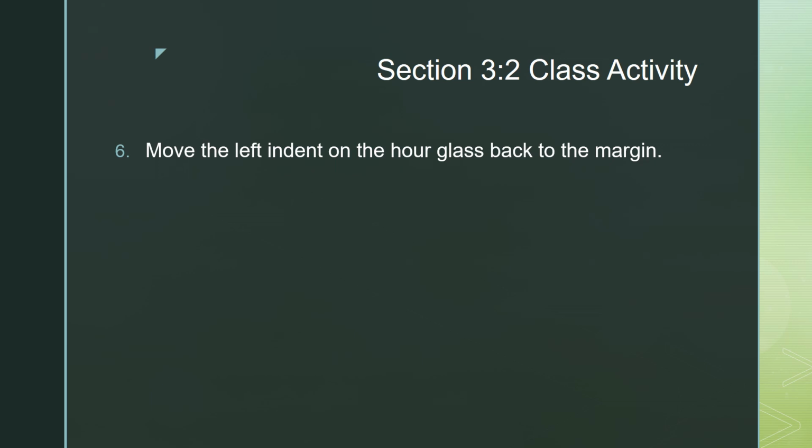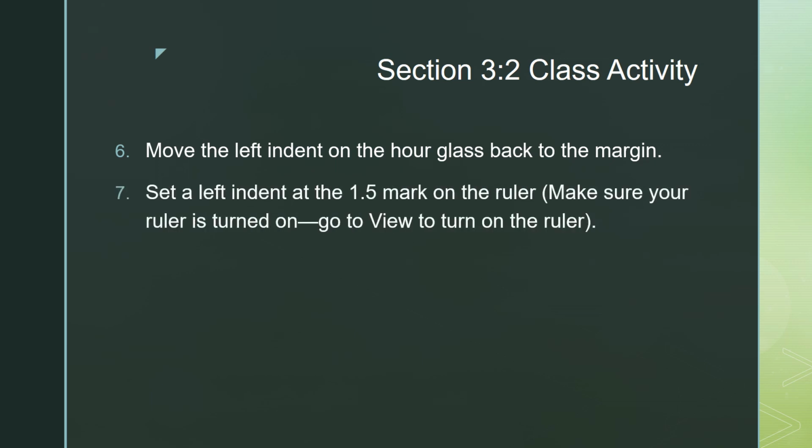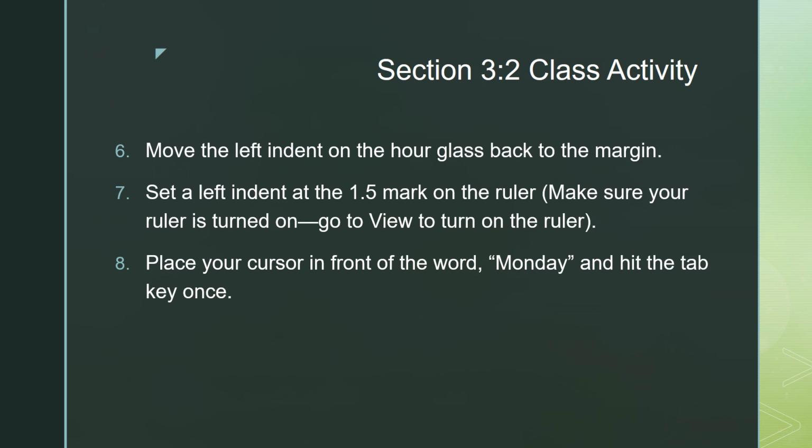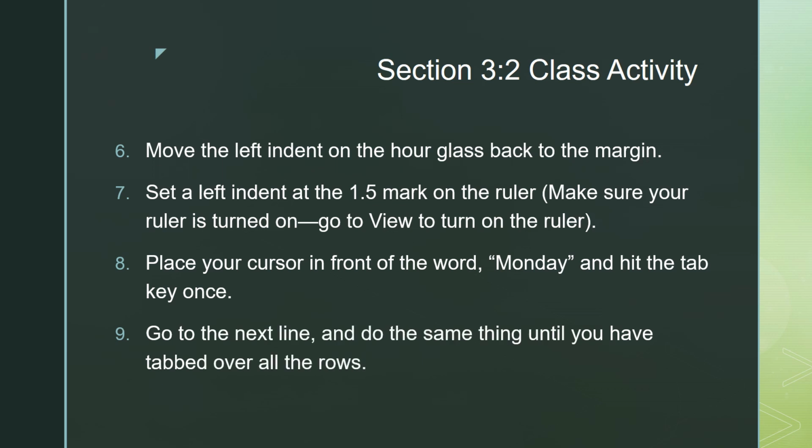Move the left indent on the hourglass back to the margin. Set a left indent at the 1.5 mark on the ruler. Make sure your ruler is turned on. Go to View to turn on the ruler. Place your cursor in front of the word Monday and hit the Tab key once. Go to the next line and do the same thing until you have tabbed over all the rows. Continue to the next slide for further directions.